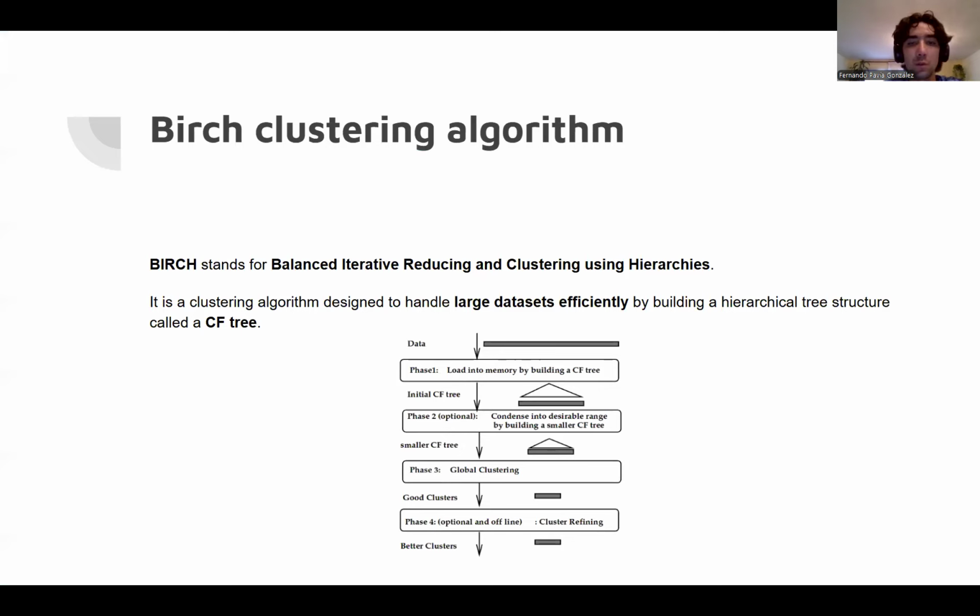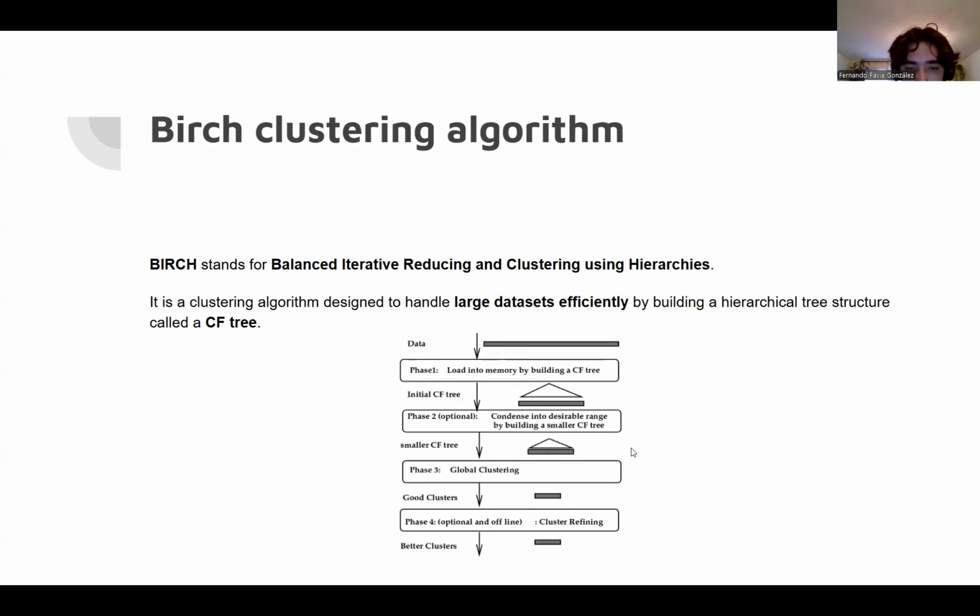So, what's the Birch clustering algorithm? First, we're gonna have to learn what Birch stands for, and it stands for Balanced Iterative Reducing and Clustering Using Hierarchies. It is a clustering algorithm designed to handle large datasets efficiently by building a hierarchical tree structure called a CF tree. So yes, it is within the hierarchical clustering algorithms set. However, it is not a traditional one.